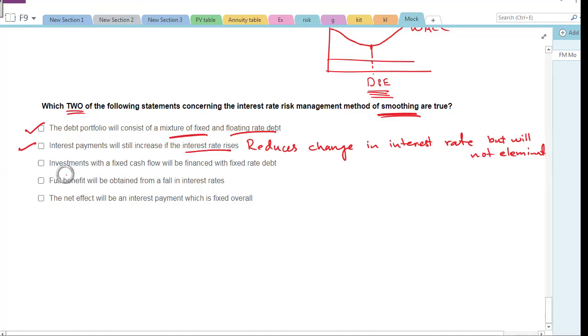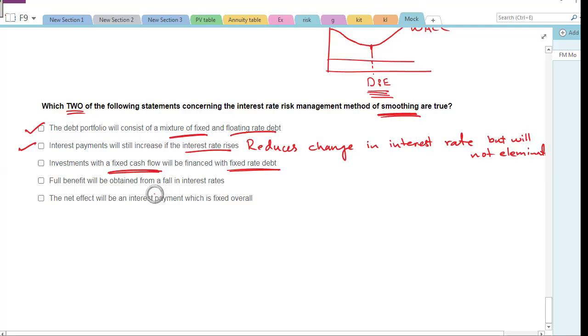Well, let's say it says investment with the fixed cash flow will be financed with the fixed rate debt. Okay. This is what we call matching strategy. This is not smoothing. Okay. So fixed inflows are coming, so we have the fixed debt so that we can use this to pay this. Okay.